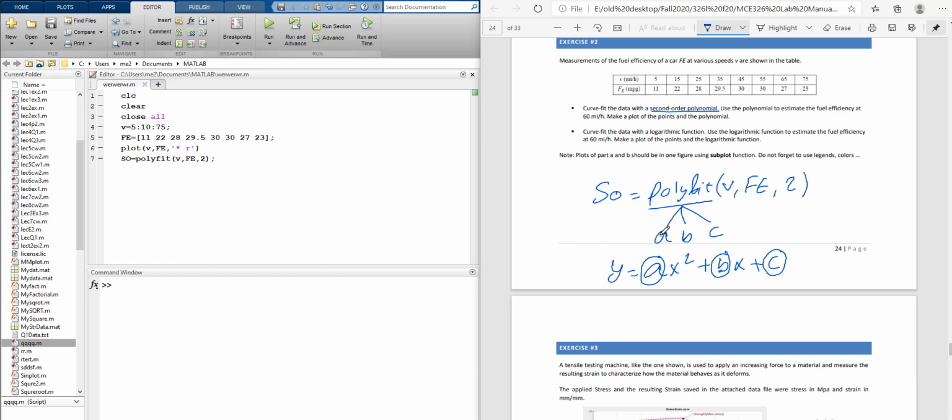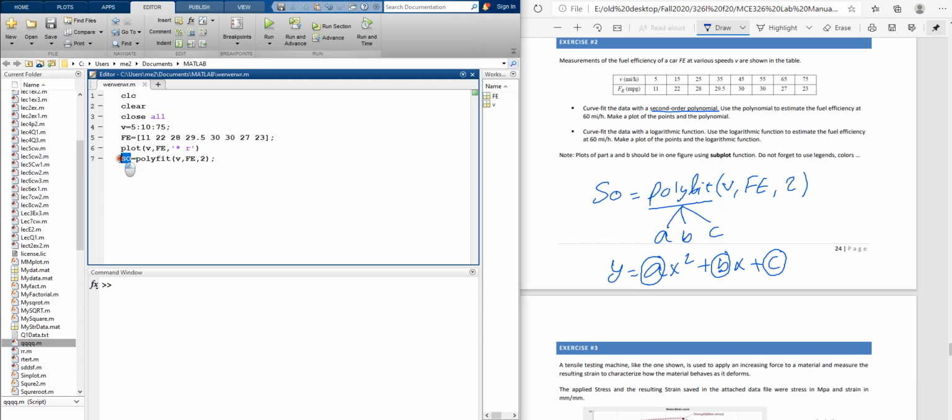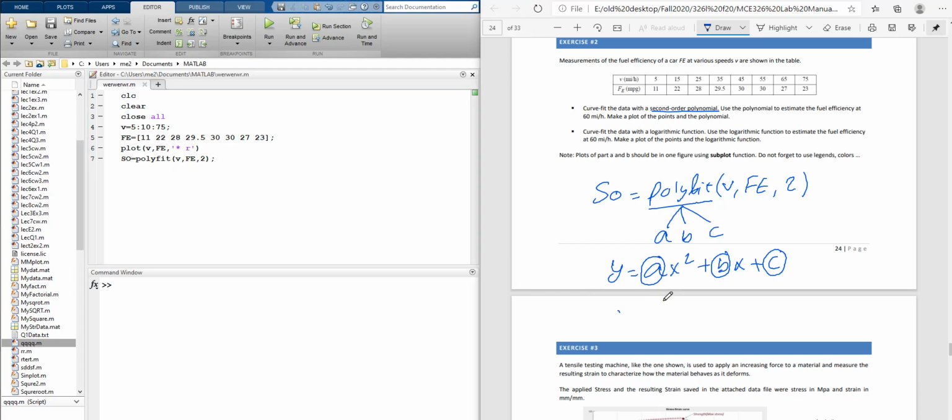All of these values, A and B and C, pass to SO. Just to remind you, in MATLAB we can write y using just the coefficients, A, B, C. So SO now contains this vector, the A, B, C vector.